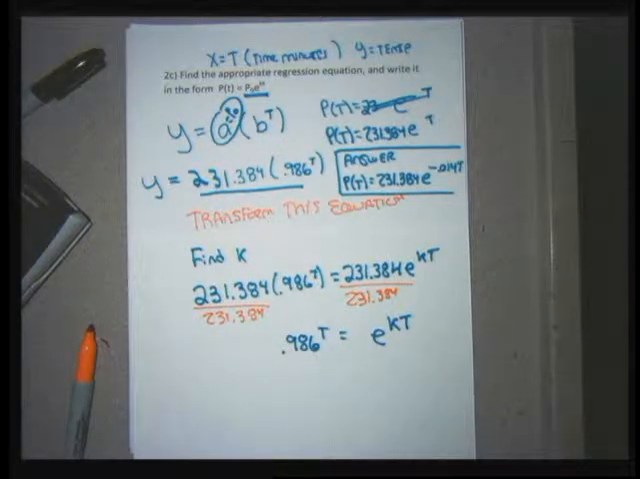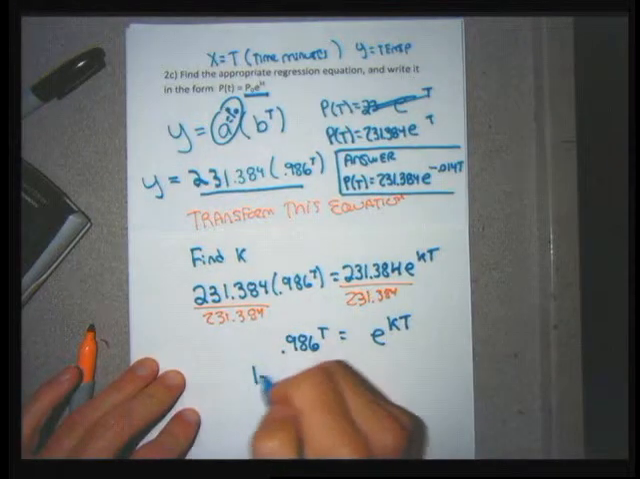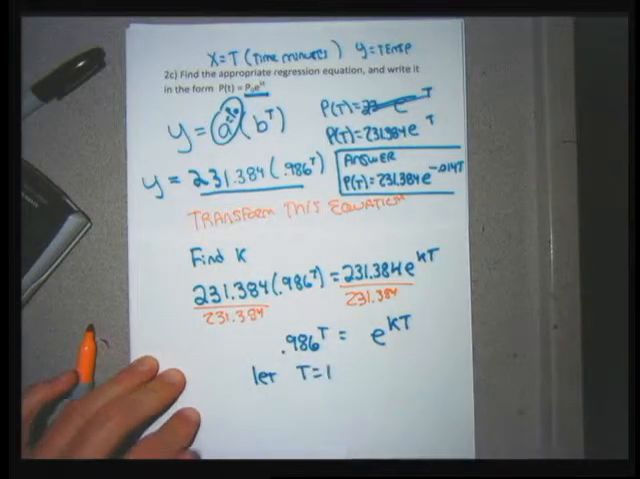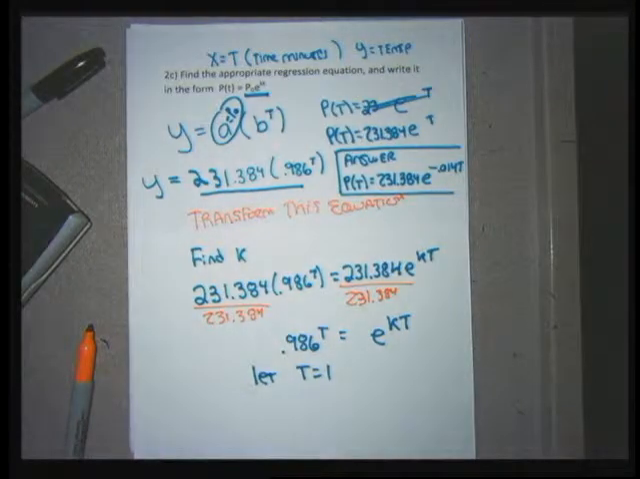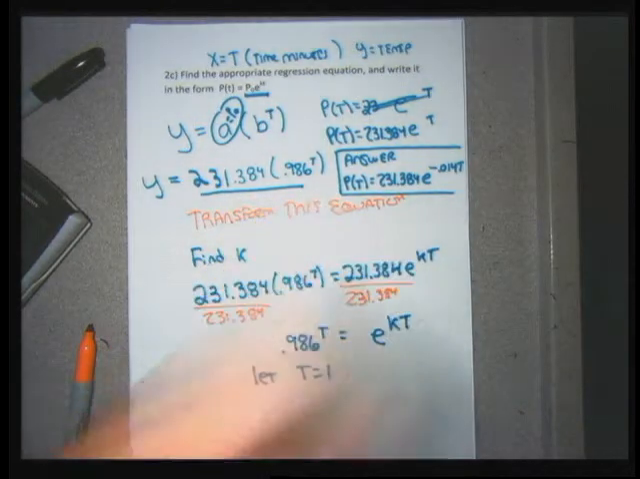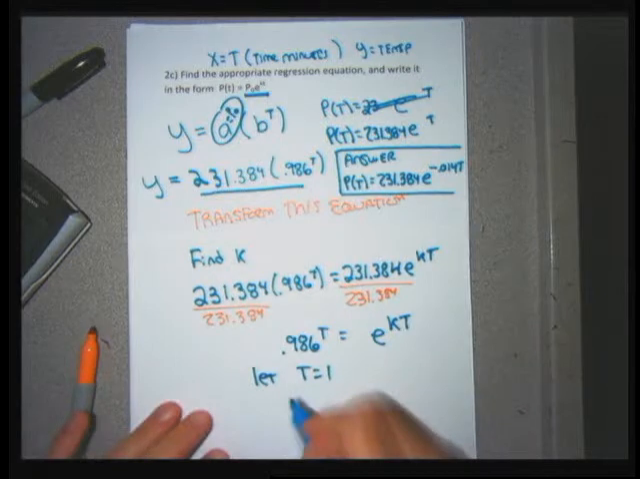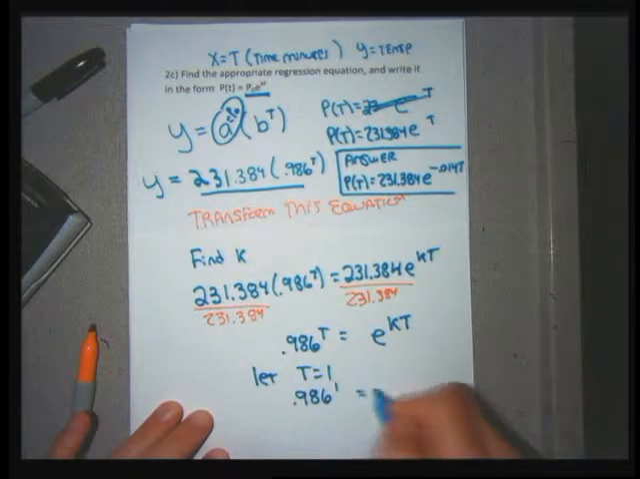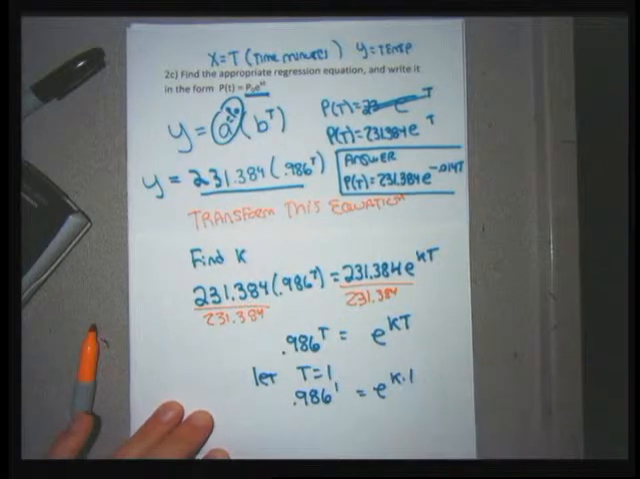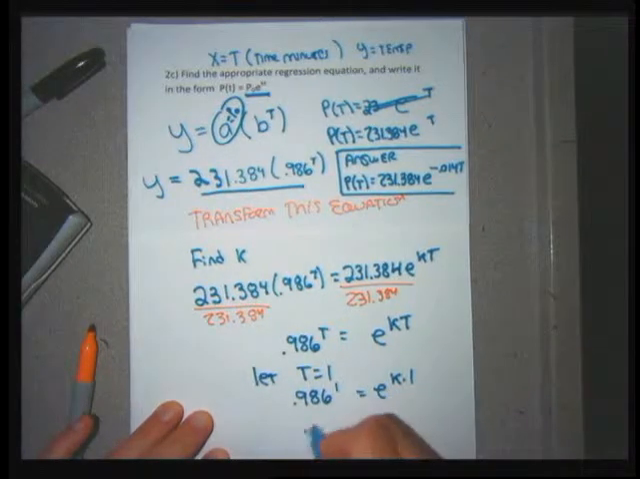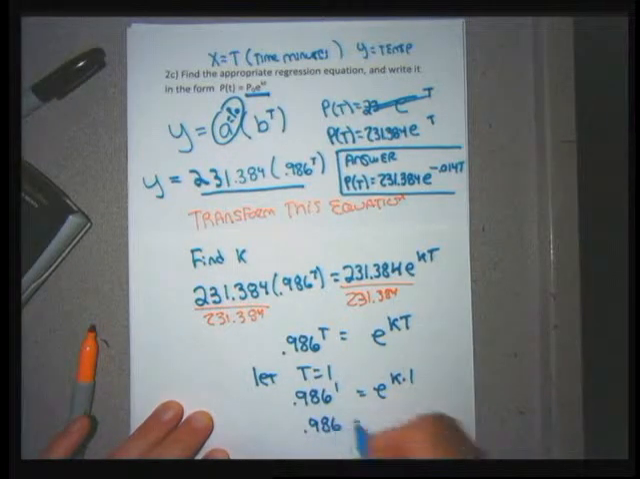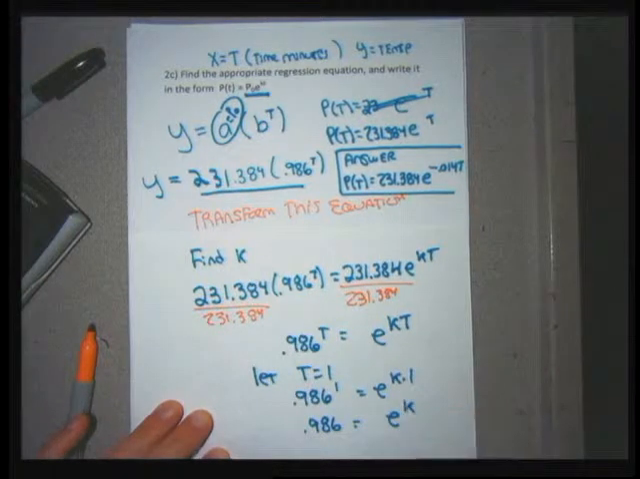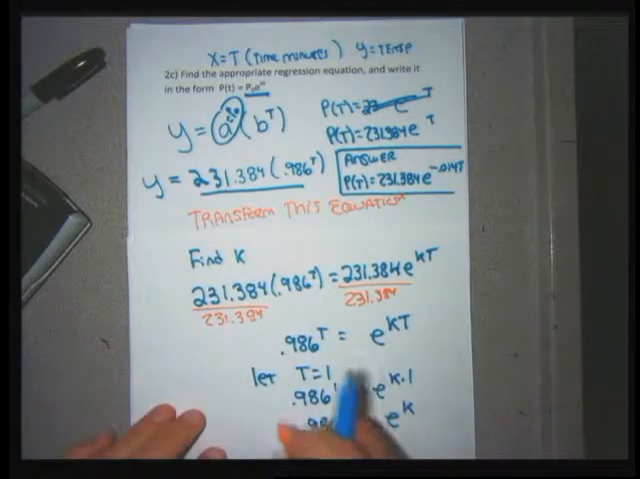And the slick thing to do is to let t equal 1. Again, this doesn't feel legal unless you've done this a bunch of times and figured out that it is something legal to do. For this statement to be true, it needs to be true for all values of t, so it must be true for t equal to 1. So if I get 0.986 to the 1 equals e to the k times 1, that leaves me 0.986 equals e to the k. I'm going to take the natural log of both sides.